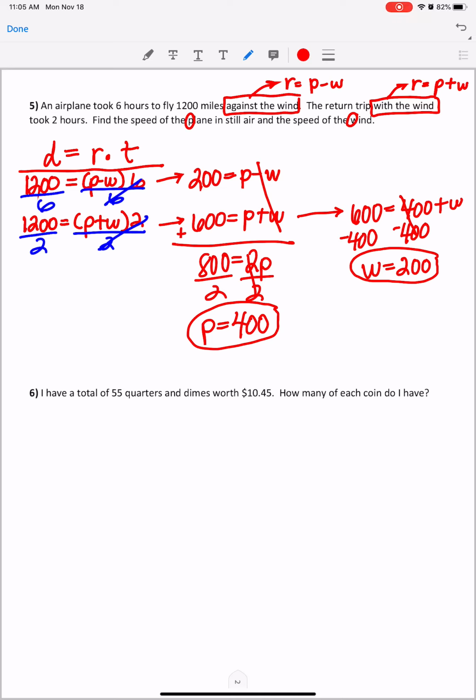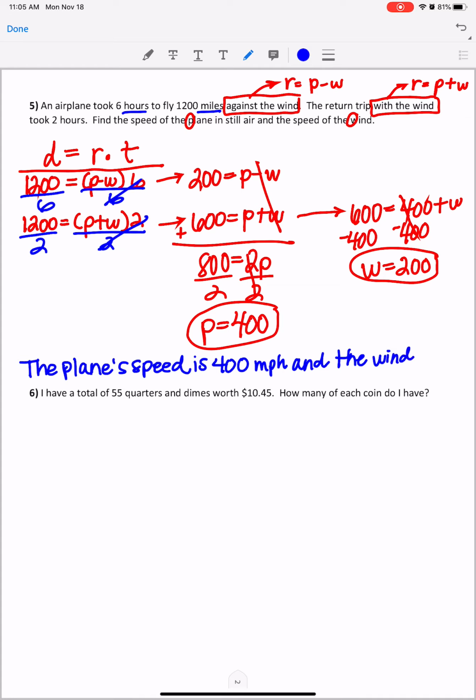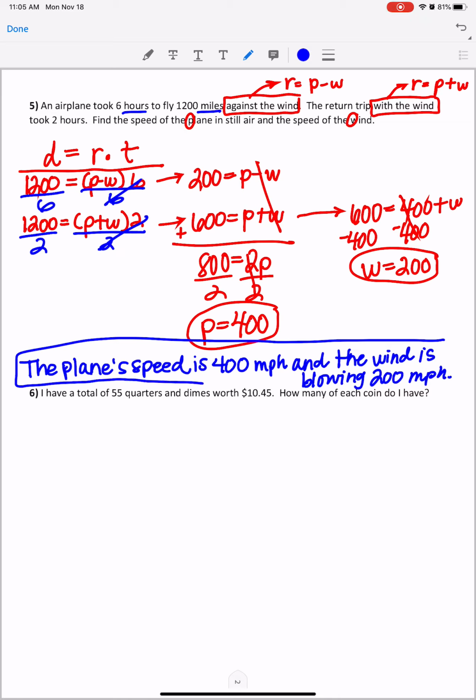Word problems require word answers. So what did we just find? We have found the plane's speed is 400. We have went miles and we are going in hours. So 400 miles per hour. And the wind is blowing 200 miles per hour. This is our final answer.